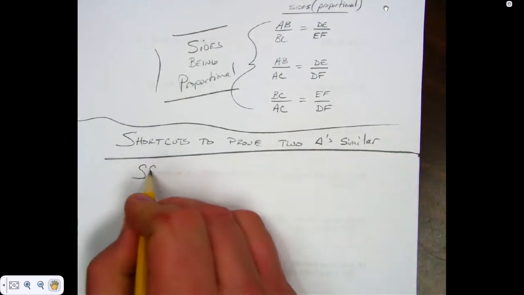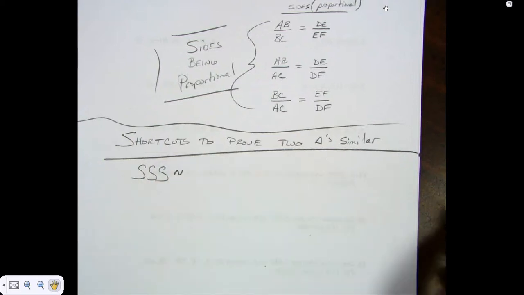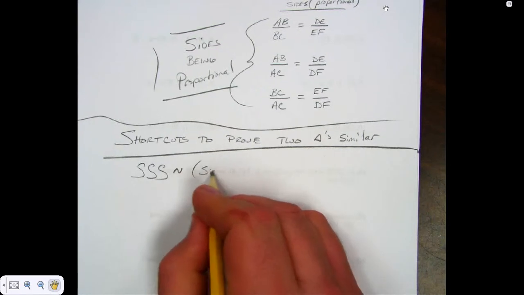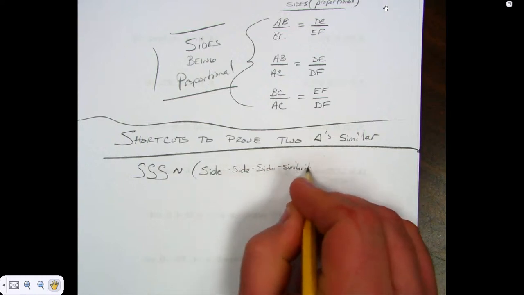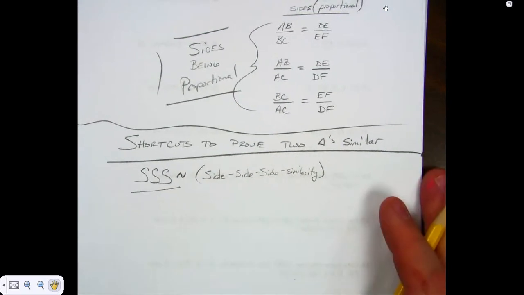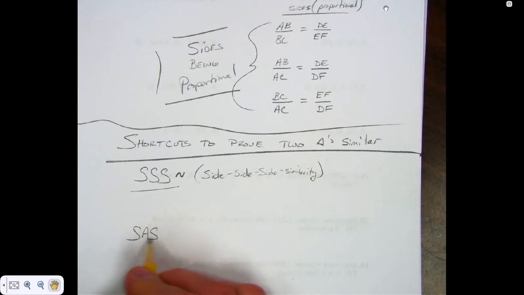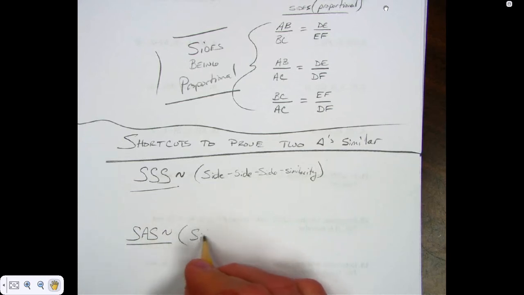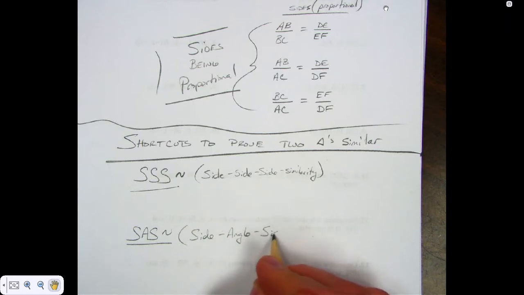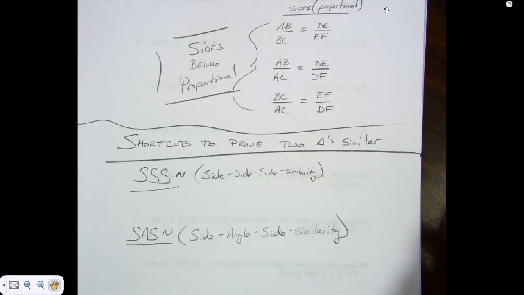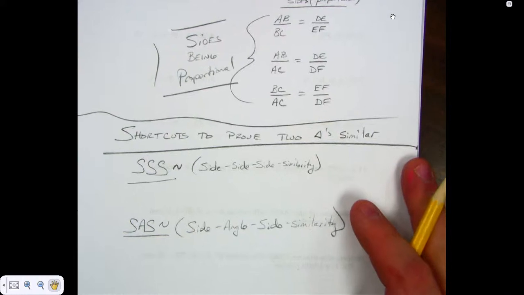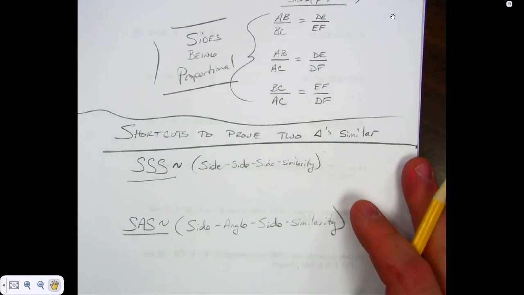The first one is called SSS, but you know what they put on the end here? That sign for similar. Similarity. So how you would say that to yourself, you don't say SSS, you say side, side, side similarity. The other one, side, angle, side, similarity. In this section, that's the only two we're going to deal with now. There are more. But it's kind of like when we did side, side, side congruency and side angle, side congruency. We only did 2 of them at a time in a section.